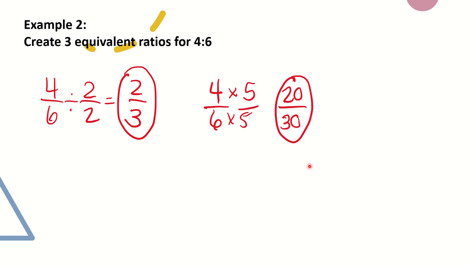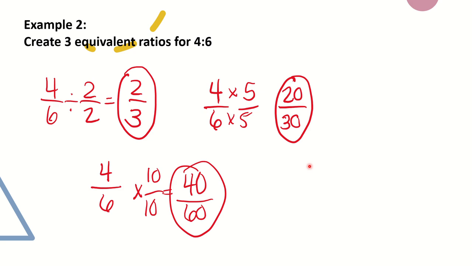Let's do one more so we can create our 3 equivalent ratios. Again, it does not matter which number you choose. This time, let's choose 10. So I can go 4/6 times 10 over 10. In this case, I get 40/60. So all of these numbers are equivalent to 4/6. Let's continue.